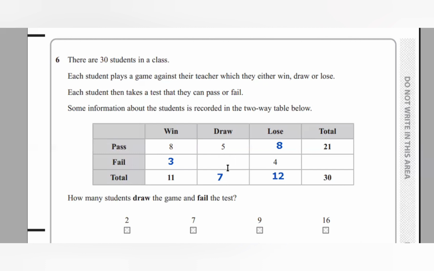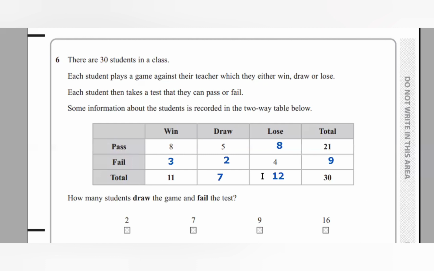Now we're missing this number, which is 5 plus this equals 7. So 7 is the total of these two. So this is a 2. Good. And then the last one here, 3 plus 2 is 5. 5 plus 4 is 9. So this is a 9.